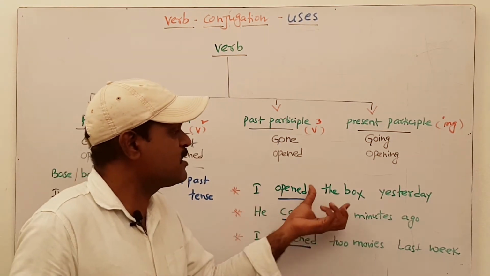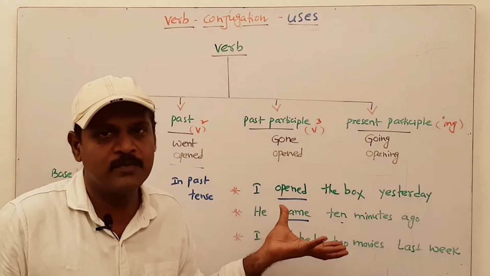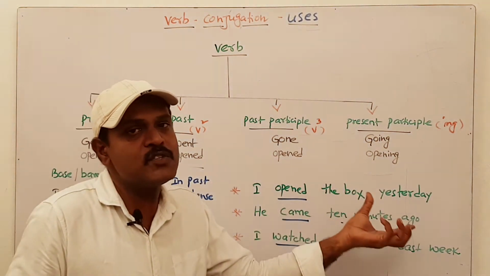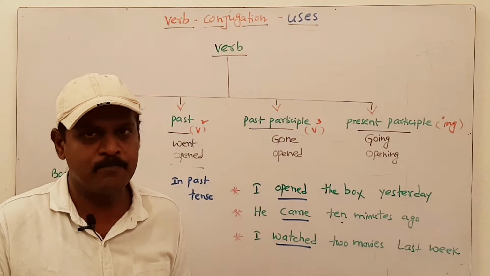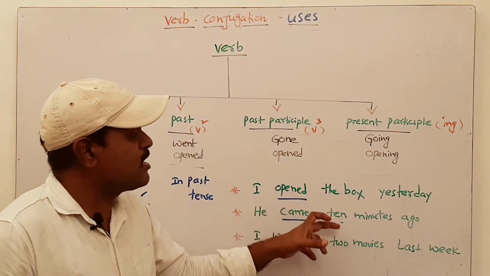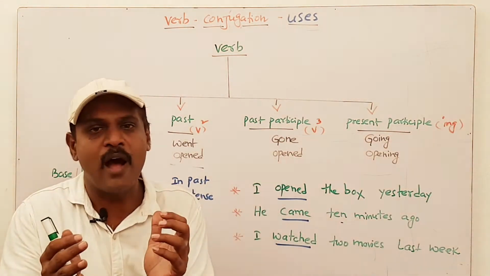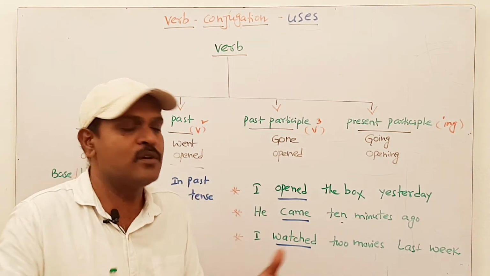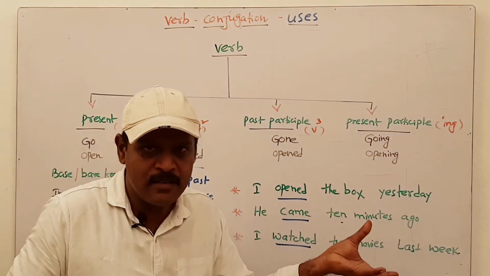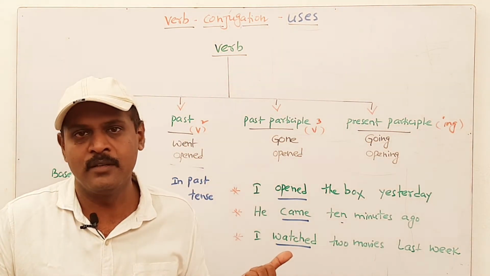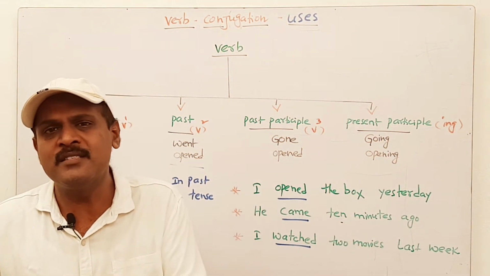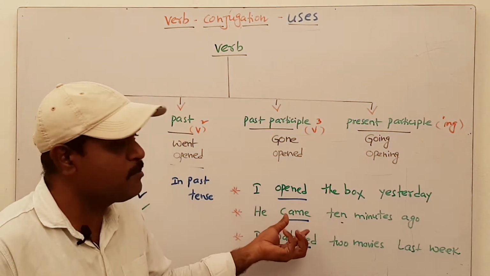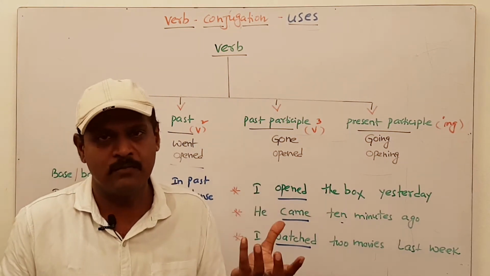I opened the box yesterday. Opened. It is the second form. The sentence is also in simple past tense. Okay. He came 10 minutes ago. Ago is indicating that the action is over and also the sentence is in simple past tense. Usually in simple past tense, we use V2. Come, came, coming.